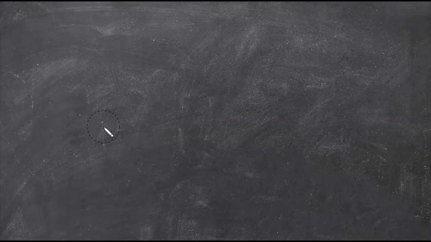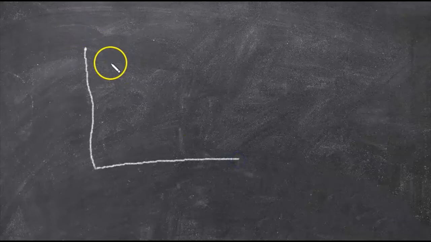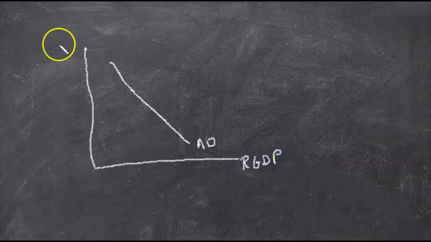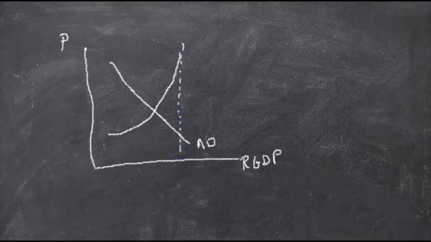And to do that, I'll come back to my blackboard. So again, we've got aggregate demand. We've got real GDP here, and we have our general price levels up here, and we've got short-run aggregate supply and maybe long-run aggregate supply here. So long-run aggregate supply and short-run aggregate supply, which is the curve.